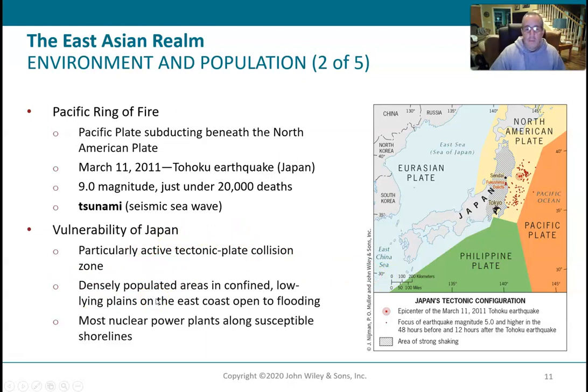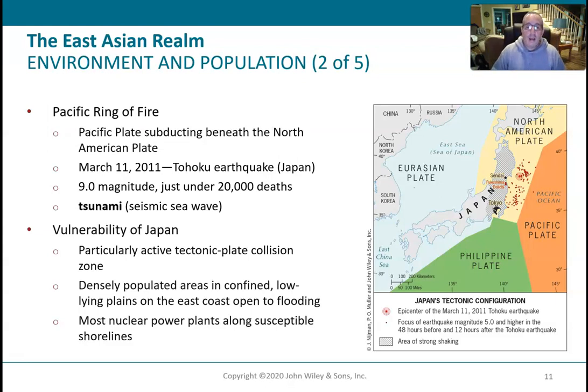Tsunamis. If you remember a few years back, we had the huge tsunami in Japan that hit the Fukushima nuclear facility and caused all the problems there. That was very popular on social media and the news, so when you were younger, you probably have seen videos of that.